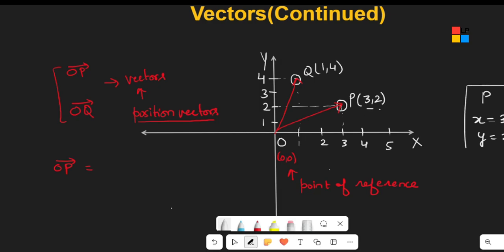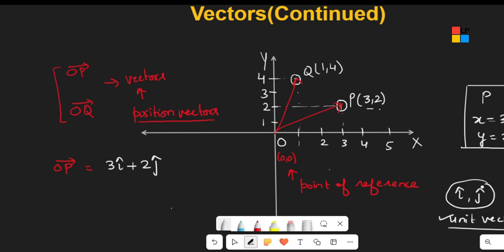Okay, so the P point, I can write here 3i cap plus 2j cap. Now what are i cap and j cap? These are unit vectors. I will define these two quantities in detail, but let us focus on OQ as well.